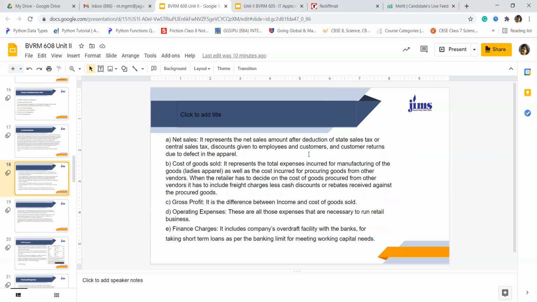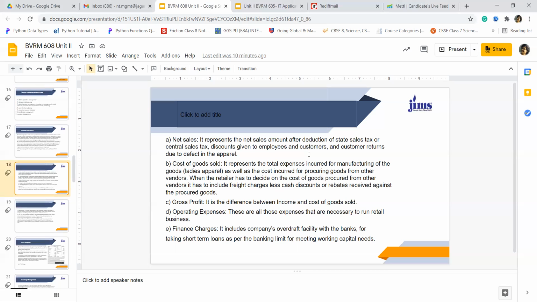Next term is cost of goods sold. It represents the total expenses incurred for manufacturing of the goods as well as the cost incurred for procuring goods from other vendors. When the retailer has to decide on the cost of goods procured from other vendors, it has to include freight charges, less cash discounts or rebates received against the procured goods.